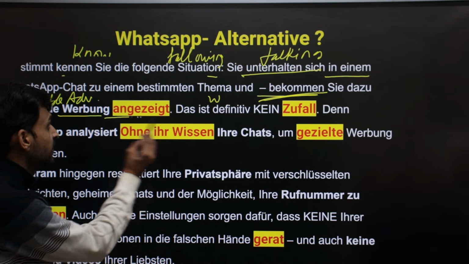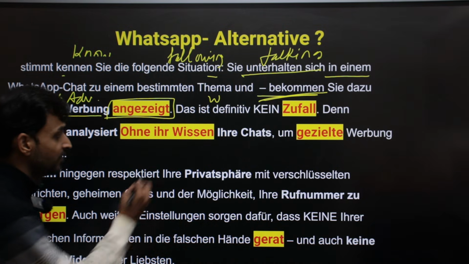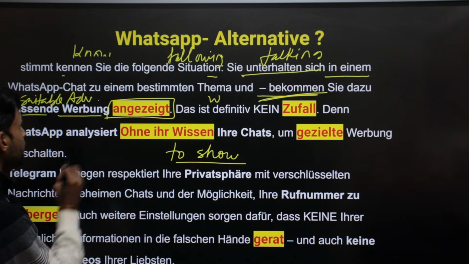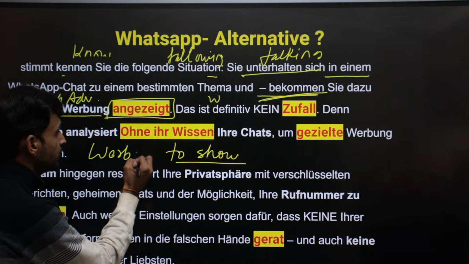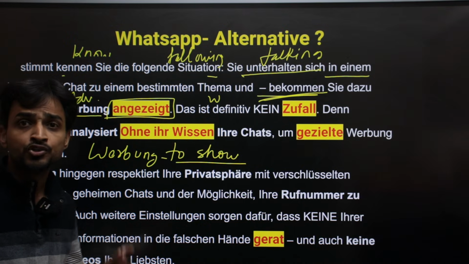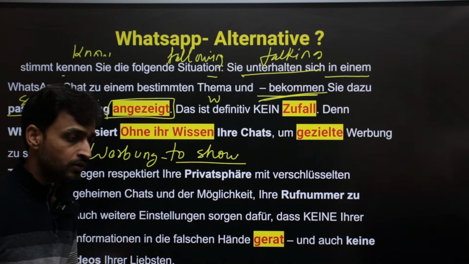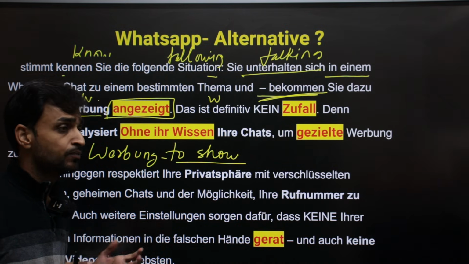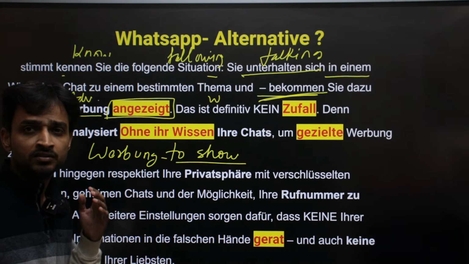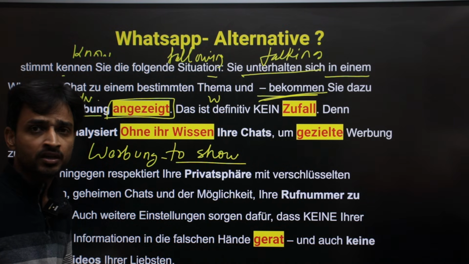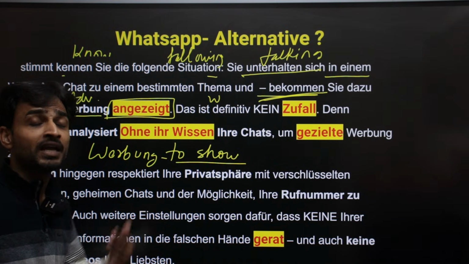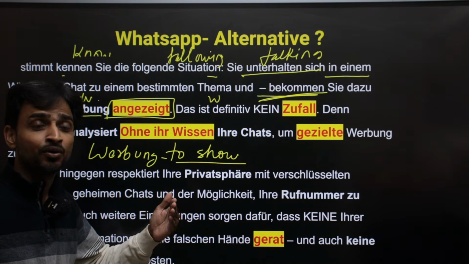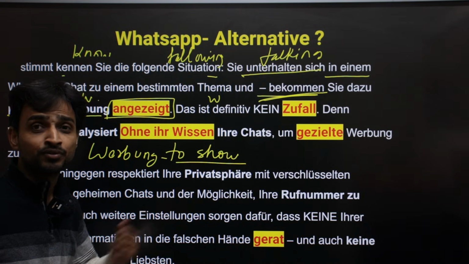Okay, angezeigt means it is shown to you. Anzeigen means to show. And Werbung means advertisement. These advertisements are shown to you. Suppose you are chatting on WhatsApp with your friend and you say, okay, I'll go to the party, I'll buy these brand new shoes, and immediately you switch to Google or Instagram or any other social media, you will see advertisements related to party shoes, the same brand or different brands related to that product.